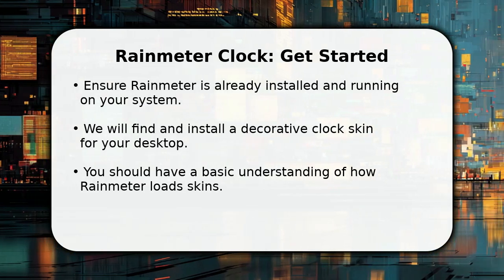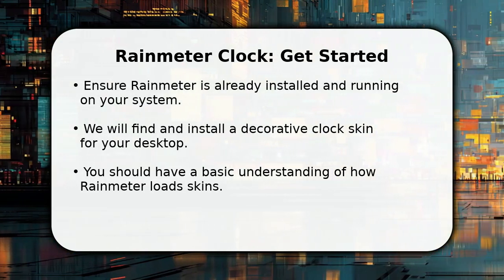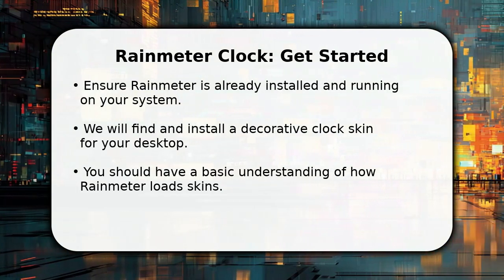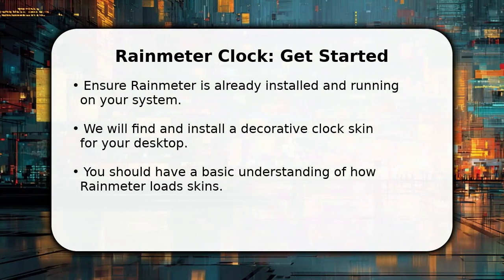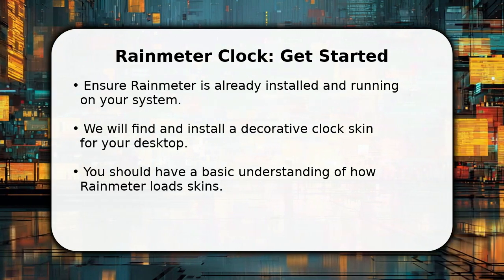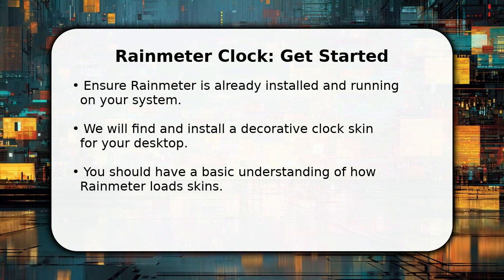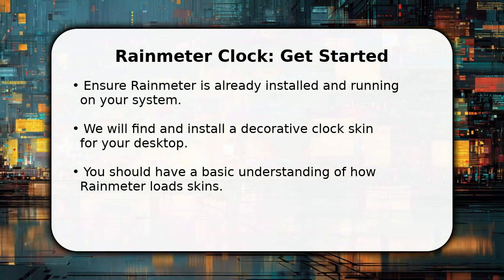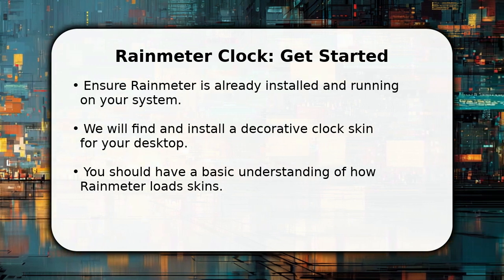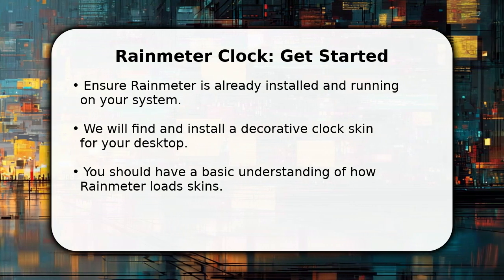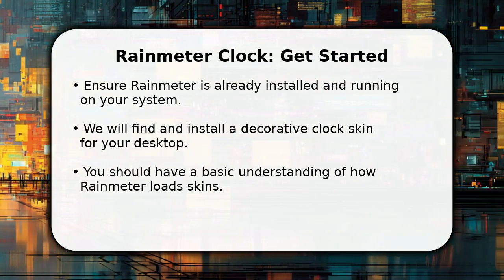In this video, I will explain how to get a clock on Rainmeter. First, confirm Rainmeter is already installed and running smoothly on your computer. Before we begin, a stable internet connection is essential for downloading new content. We will explore simple steps to enhance your desktop with a custom clock, making it both functional and visually appealing. This process is surprisingly straightforward, and you will be enjoying your new clock in just a few minutes.